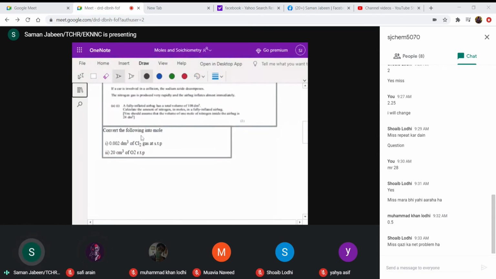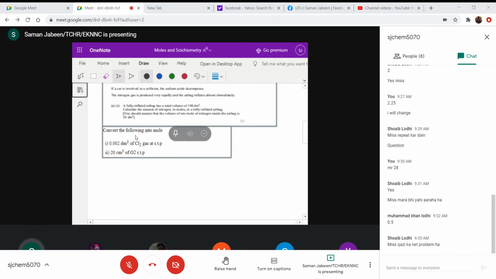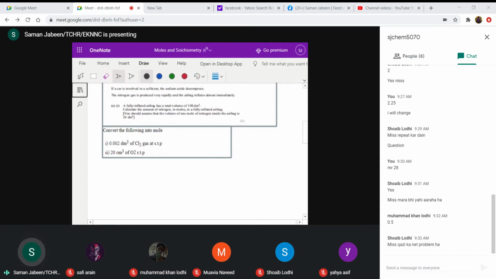Convert the following into moles. 0.002 dm cube of chlorine gas at STP. What is STP? Standard temperature and pressure. And 20 cm cube of oxygen at RTP. RTP is room temperature and pressure. Whenever RTP and STP is written with the question, your mind should go towards the 24 dm cube or 24,000 cm cube formula. So convert them and tell me what will be the moles of these two.